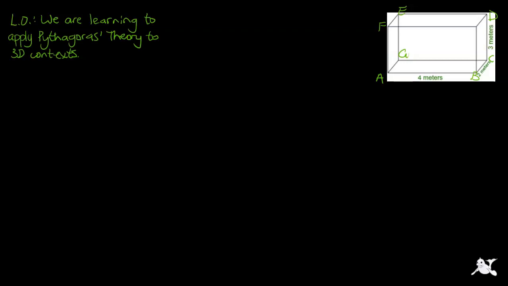Mr. Bowman here, we are learning to apply Pythagoras' theorem in 3D contexts. The key or the new part of our learning objective is the idea of 3D contexts, and that is the idea of applying trigonometry in 3D shapes. I've got an example on the right here. That's a cuboid, but it could be any 3D shape like a triangular prism, etc.